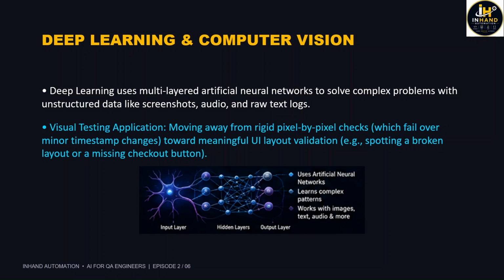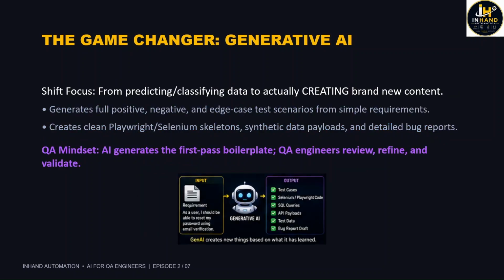Earlier, we were talking about AI predicting something, which test might fail, which failure category something belongs to, which image contains a problem. But this system is doing something different. It is actually creating new content. Exactly. And this takes us to generative AI. So, what is generative AI? Here comes the game changer, generative AI.